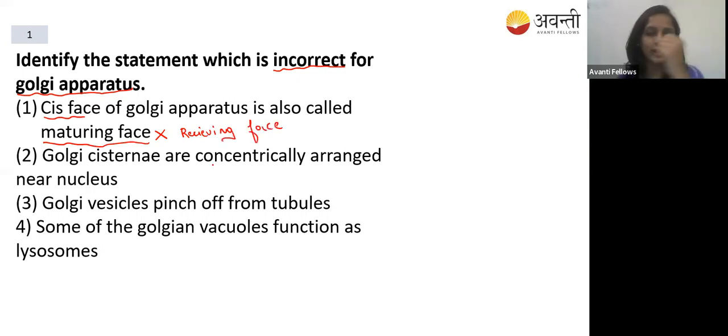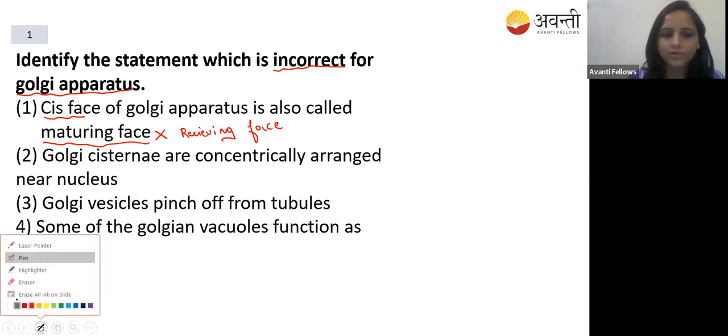It is nearer to the endoplasmic reticulum. That's why the protein secreted by the endoplasmic reticulum will first come to the cis phase. Then the modification will happen in the Golgi apparatus, and then it will go to the trans Golgi. That's why we call the cis phase the receiving phase, not the maturing phase. Then why are the other three options wrong? Let us see.